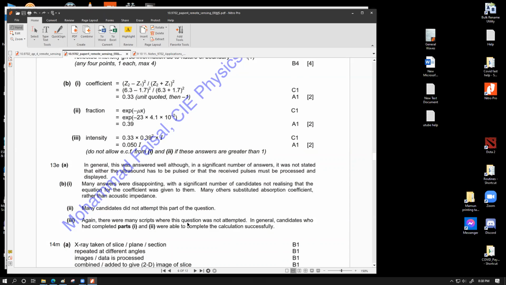Again, there were many scripts where this question was not attempted. In general, candidates who had completed parts 1 and 2 were able to complete this calculation successfully. Many students did not even attempt this, or many who did only multiplied these two numbers without the square, but this has to be squared because the wave is traveling back and forth twice.